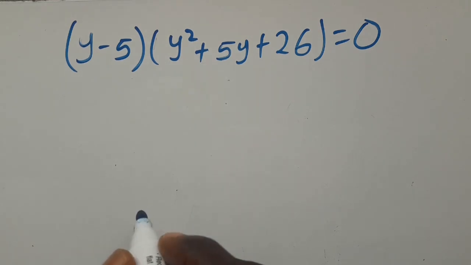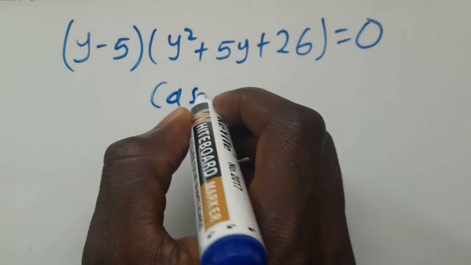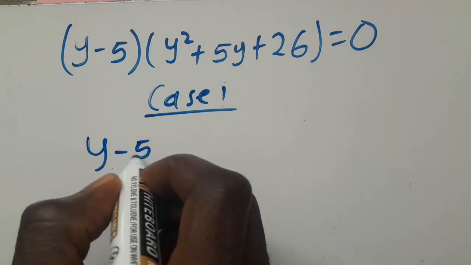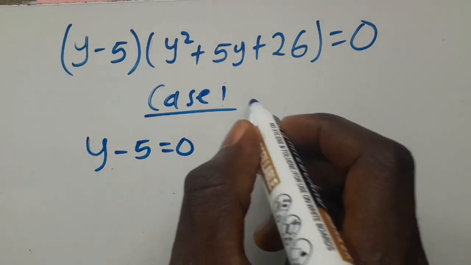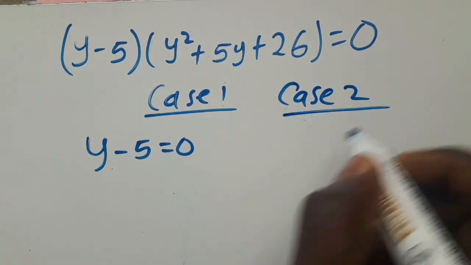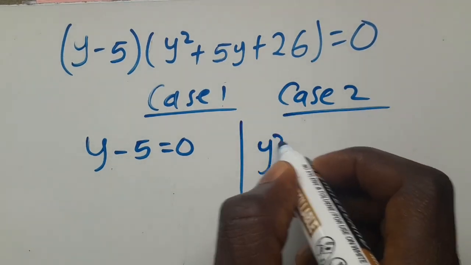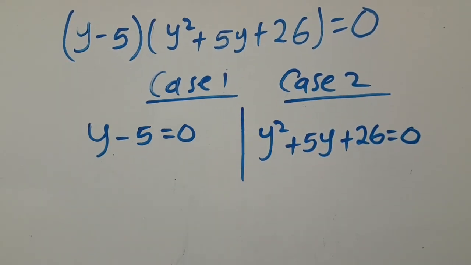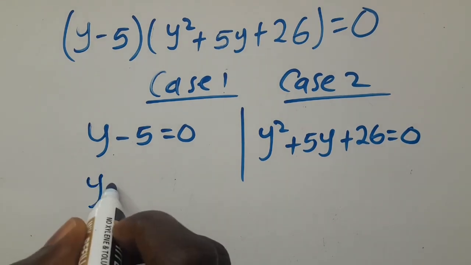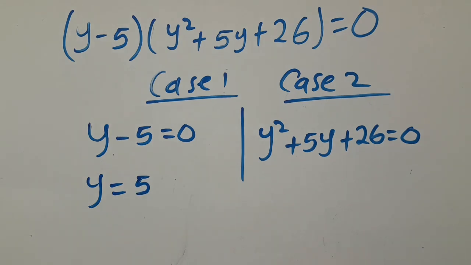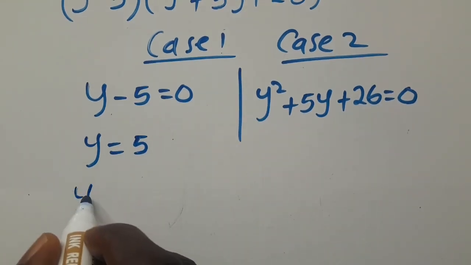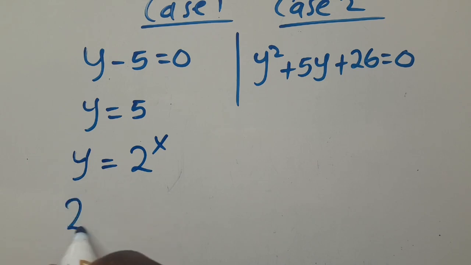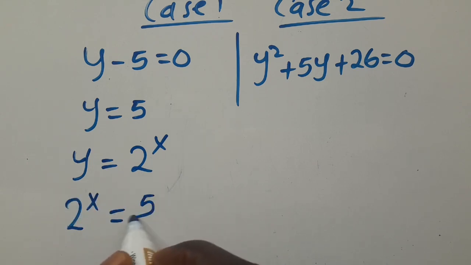Then from here, let's say we have it to be case 1. For case 1, we are going to have y minus 5 equals 0. Then for case 2, we are going to have y squared plus 5y plus 26 equals 0. Then for case 1, it implies we have our y equals 5. But remember, we have y equals 2 to the power of x. So from here, we have 2 to the power of x equals 5.